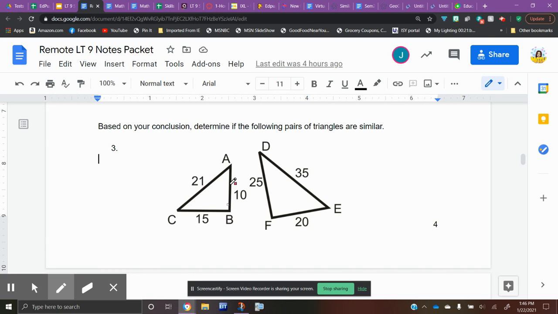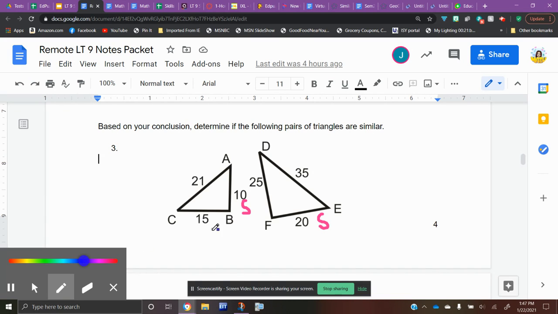Okay, so I'm going to look at my left triangle first, and I'm going to look for the smallest side. In this case, between 21, 15, and 10, 10 is my smallest side, and I'm just going to label that S. Then I'm going to go over to my right triangle and look for the smallest side on this one. Between 20, 25, and 35, 20 is my smallest side. So those are both S.